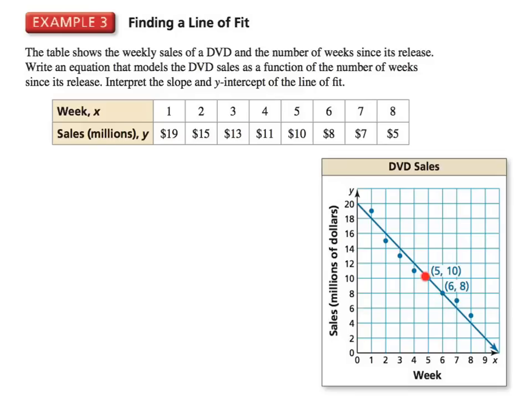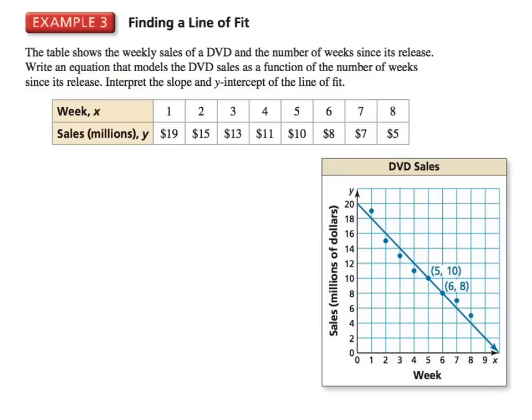The 2 points that are on this line do not have to be in the data set. For example, let's say you decided to pick this point or this point. You can use those. They don't have to be part of the data set.